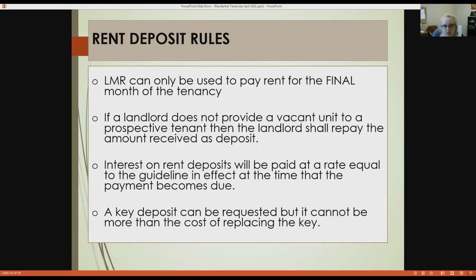The rent deposit has to be returned if the landlord does not provide vacant possession to the tenant. However, if the tenant pays a deposit and then changes their mind that they don't rent the unit, they do not necessarily get that money back. Key deposits are permitted, can't be more than the cost of the key, but things such as damage deposits or other requirements from a landlord are not legal. The only thing permitted in the Act is the last month's rent deposit.